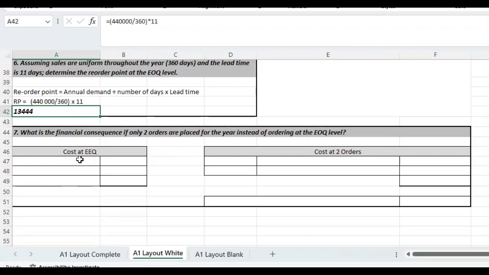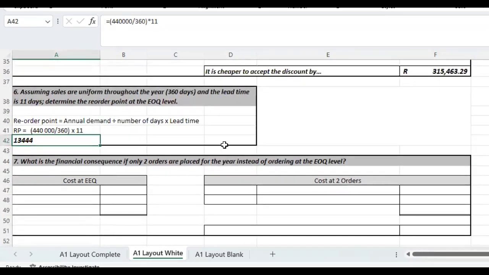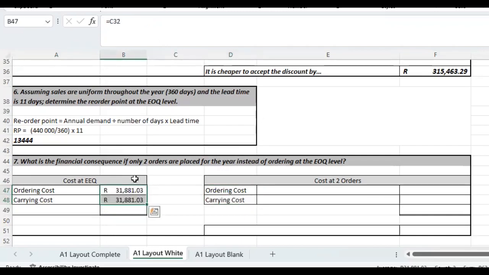Well, first thing we need to realize is there is no discount. So obviously, the purchase price and the freight cost will stay exactly the same. So the only thing we have to do is look at the ordering cost and the holding cost for both the economic order quantity that we know and the cost of 2 orders that we still have to calculate. So for the economic order quantity, we calculated it, they were the same, and we know what the total is.